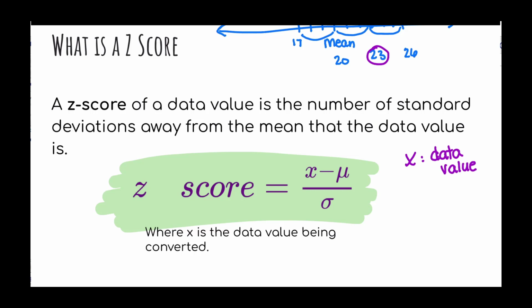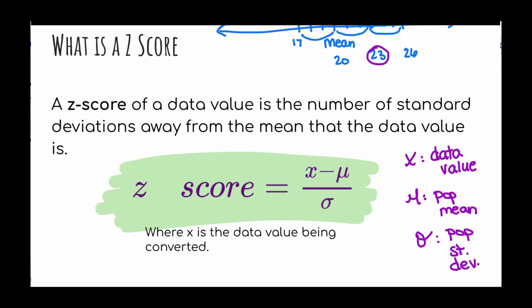The next notation is mu. If you will recall, that's the population mean. I'm writing POP for short. And then that's followed by dividing by sigma, lowercase sigma, which is your population standard deviation. So again, some shorthand there. But that's what each of those values mean, and that's how you would find the z-score.